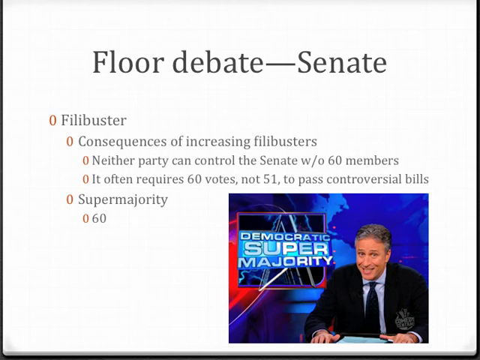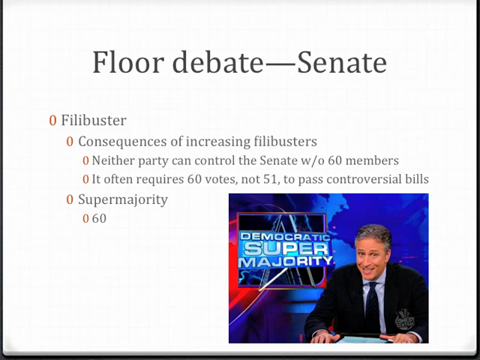Democrats came close. They had 59 a couple years ago, but that isn't enough. They needed one more, and then they would have had their supermajority. So as a result, it often requires 60 votes, not 51, to pass controversial bills. Remember, you only need 51 votes in the Senate to pass a bill, simple majority. But if somebody can filibuster, they can stop it from being voted on. And the only way you can stop the filibuster is if you get 60 people to invoke cloture and end the filibuster. So in order to pass something really controversial, you typically need 60 votes, not 51. And a term for that is a supermajority.